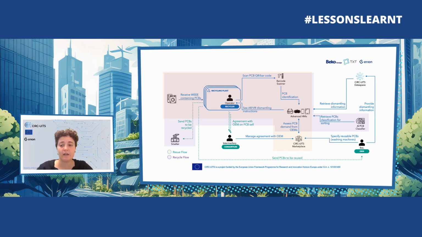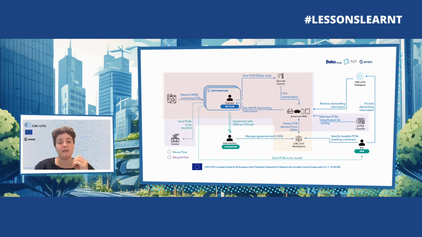What you can see here is two different streams, the one for the reuse flow and the one for the recycle flow. What does it mean? It means that if the PCB detected in the washing machine is the targeted PCB from the OEMs, from the producer, Beko in this case, then that PCB undergoes a specific flow in order to reach the producer, and therefore make some tests and fix the PCB in order to use it in a reconditioned product.